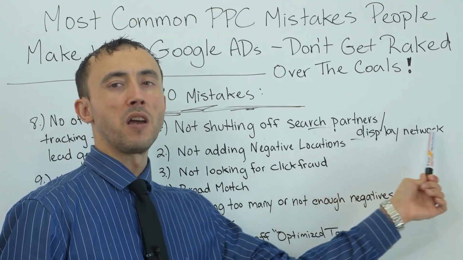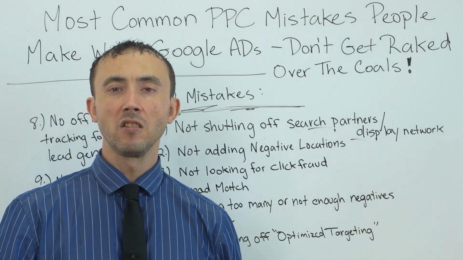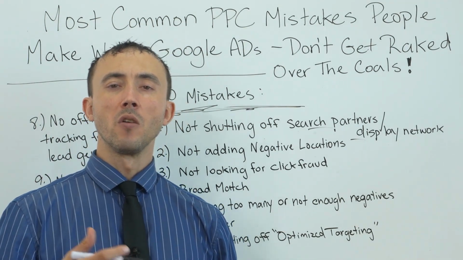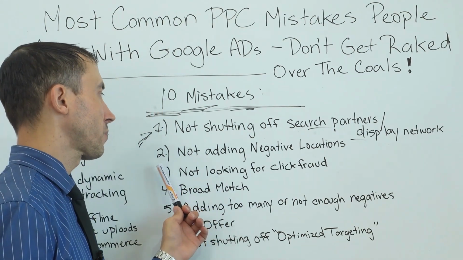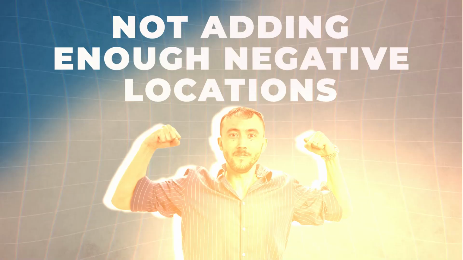Same thing with the display network feature. You can find both of those and turn them both off very easily in the campaign settings menu itself, under networks. So that's number one. Number two, not adding enough negative locations, or adding negative locations, I should say.